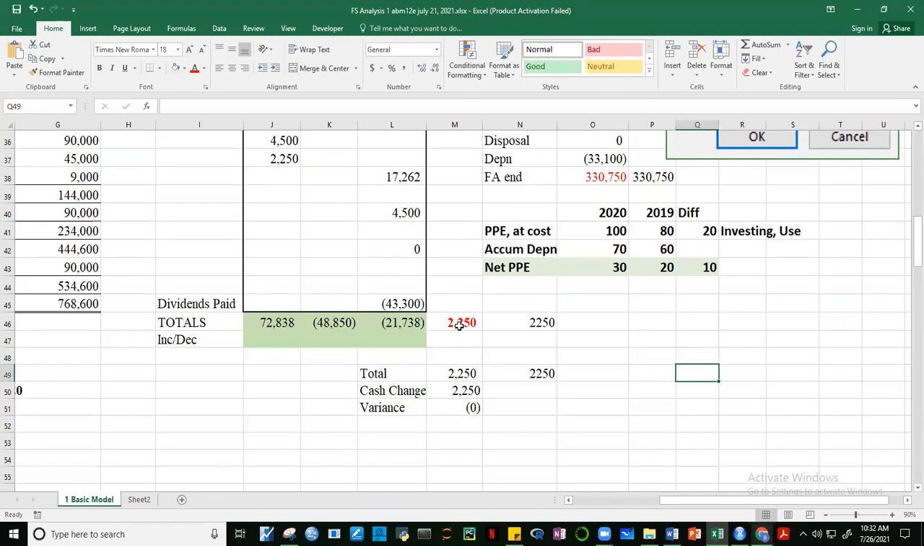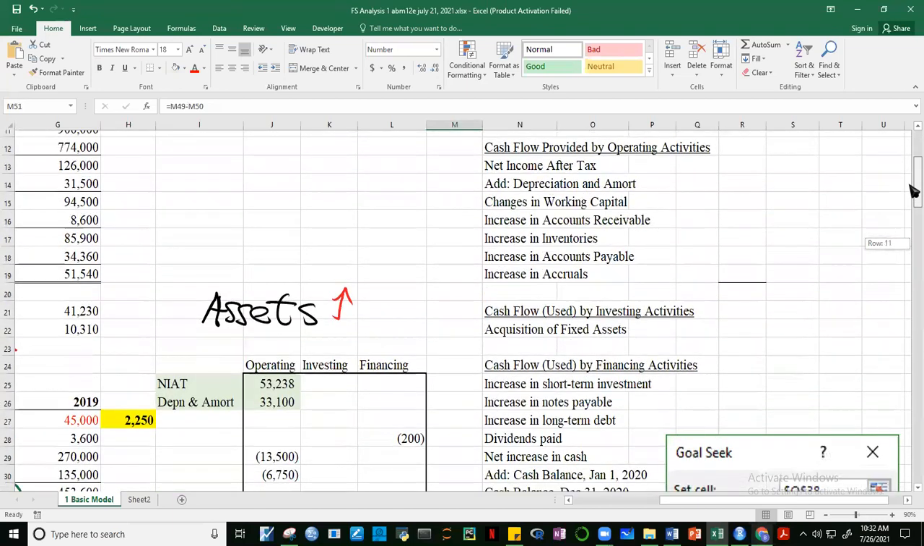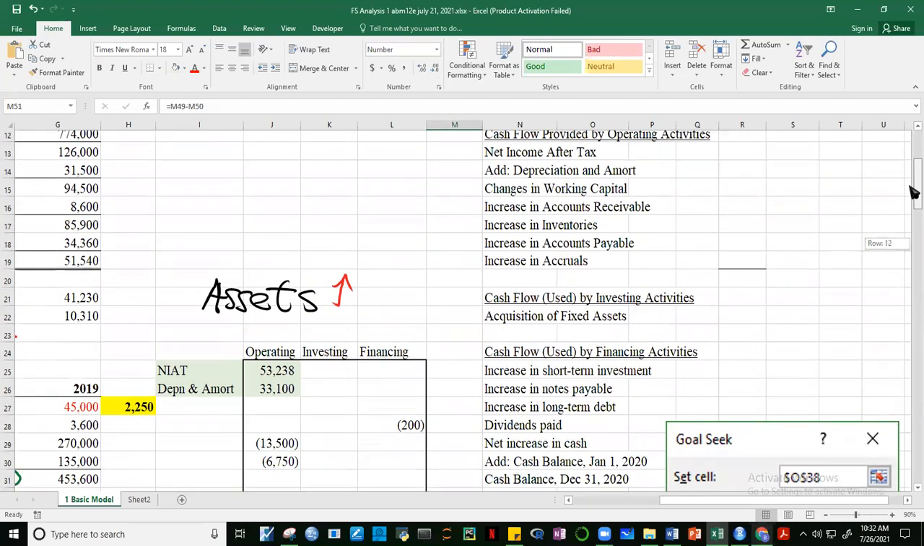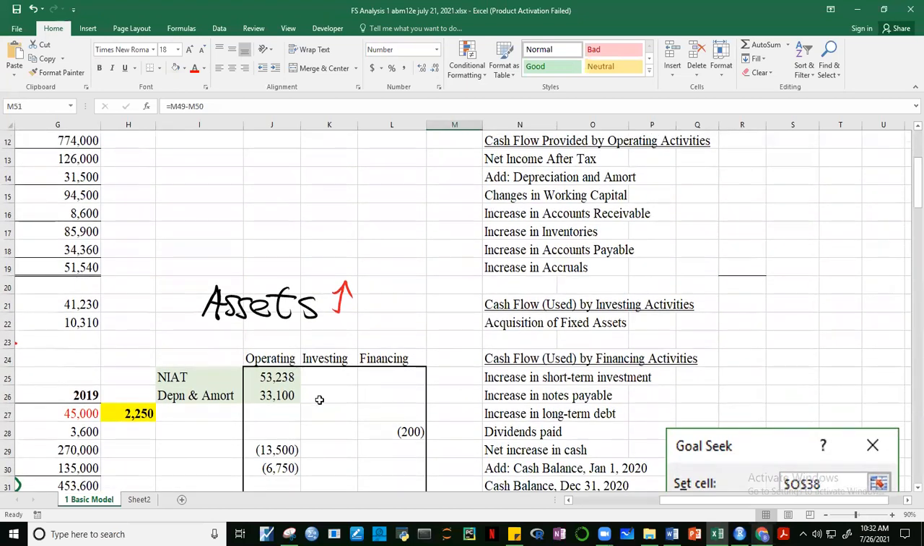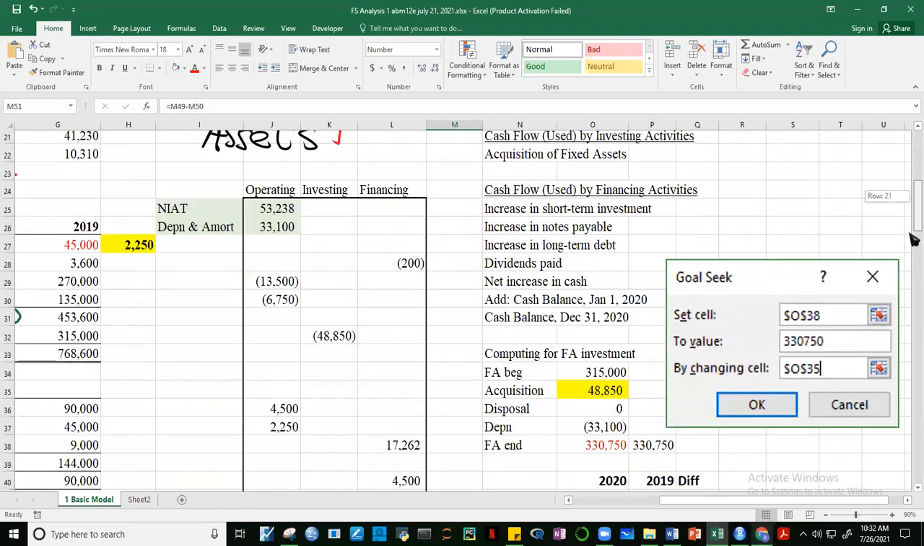We now have the correct balance. Total natin, total cash flow, 2250. Change in cash flow is 2250. Okay, ito yung nasa balance sheet natin, and then a variance of 0. So we're now correct. Okay? Okay na yung template natin. Okay, so we can now, guys, any questions so far?